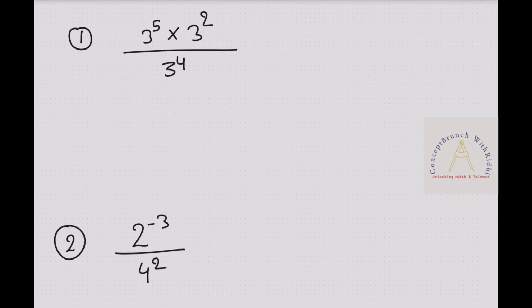First question is 3 to the power 5 times 3 squared divided by 3 to the power 4. On the numerator, we can apply the product rule. The first thing we can do here is apply the product rule to simplify the numerator, that is 3 to the power 5 times 3 squared. The bases are the same, so the powers will add up. So 3 to the power 5 plus 2, that is 3 to the power of 7.